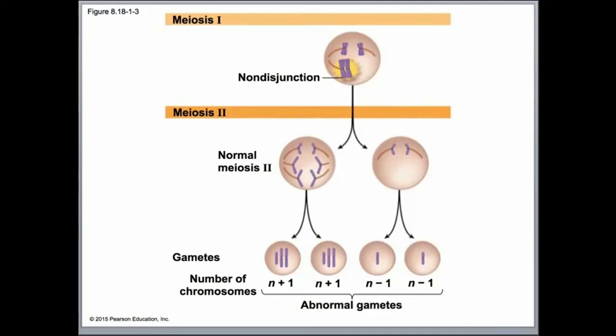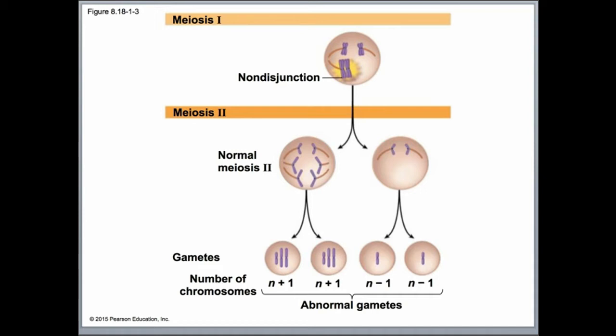What happens when meiosis goes wrong? Well, when meiosis goes wrong, it's usually because of something called non-disjunction, which is when either the homologous pairs do not separate correctly in meiosis 1, or the sister chromatids do not separate correctly in meiosis 2.